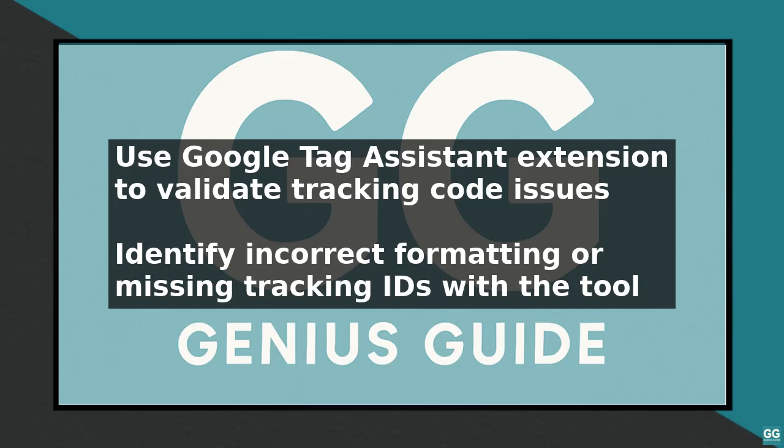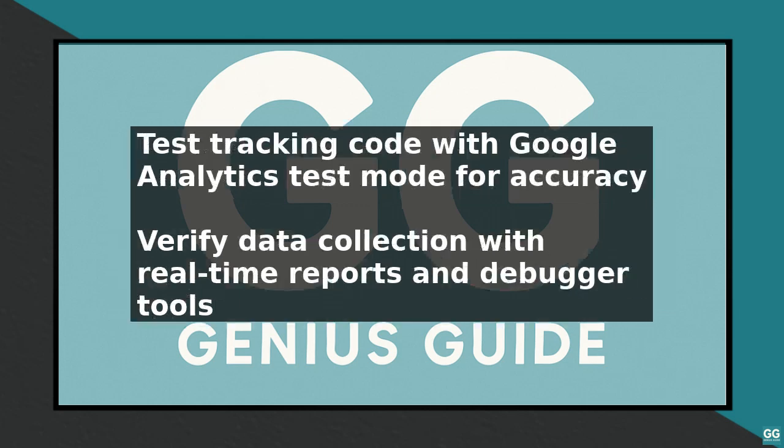Another common issue is that the tracking code is not firing on all pages. Check that the code is installed on all pages of your website, including any subdomains or subfolders. Use the Google Analytics debugger to verify that the code is firing on all pages and to identify any issues.